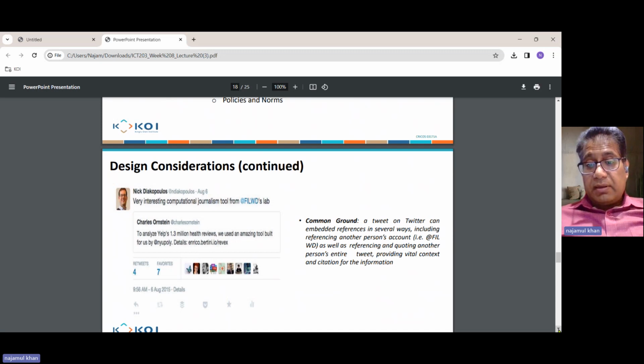Twitter is one of the important collaborative tools. This platform is used by, I don't know, hundreds of millions of people, and they are trying to show here how a common ground can be achieved. So in this tweet, we can see that a tweet on Twitter can be embedded with references in several ways, including referencing another person's account, as well as referencing and quoting another person's entire tweet, providing vital context and citation for the information.